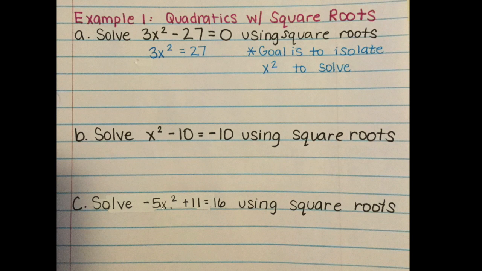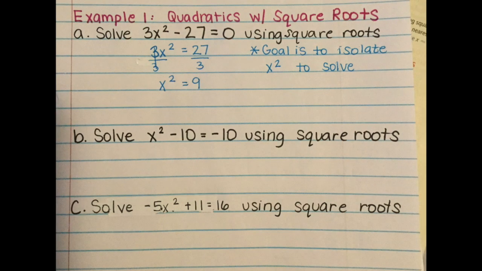So let's start by looking at our first problem in example 1. It tells me to solve 3x squared minus 27 equals 0 using square roots. Your first step is always going to be to get it in that x squared equals some number. So notice in my first step, I have added 27 to both sides of the equal sign. So now I have 3x squared equals 27. From there, my goal is still to get x squared by itself. I want to isolate that, so I divided both sides of the equal sign by 3, and that left me with x squared is equal to 9.